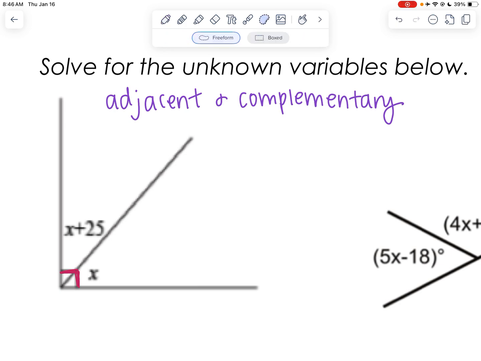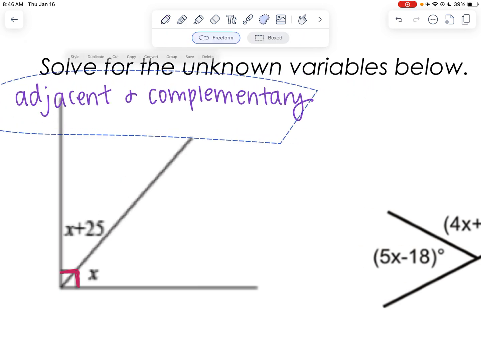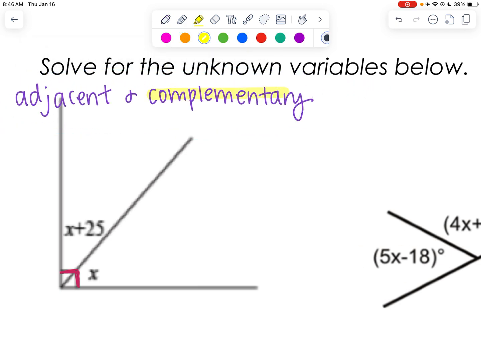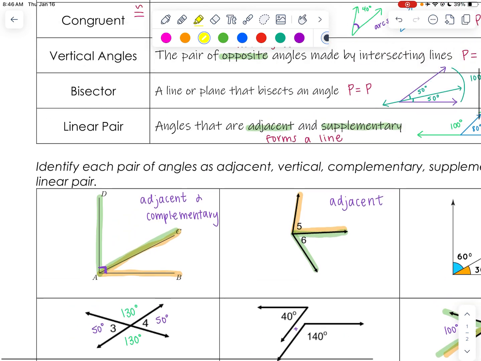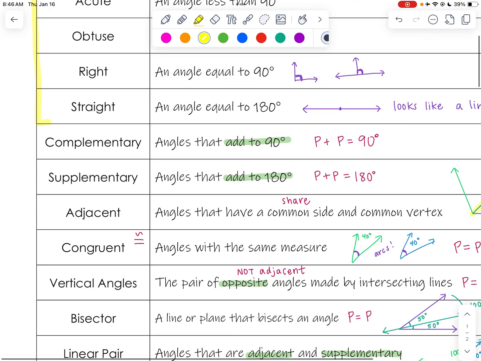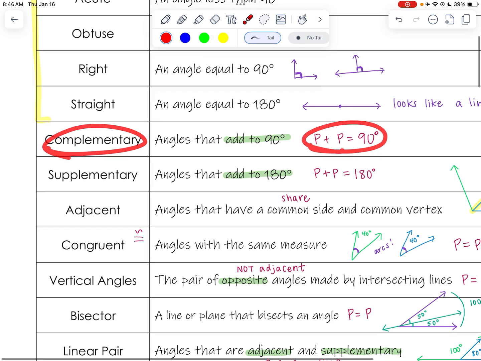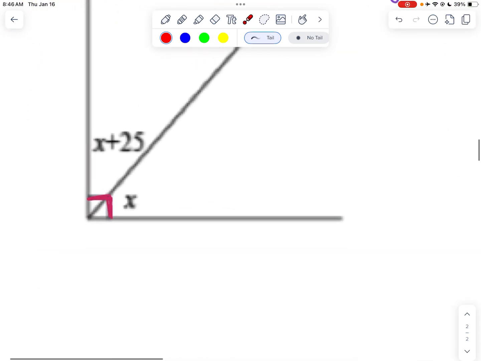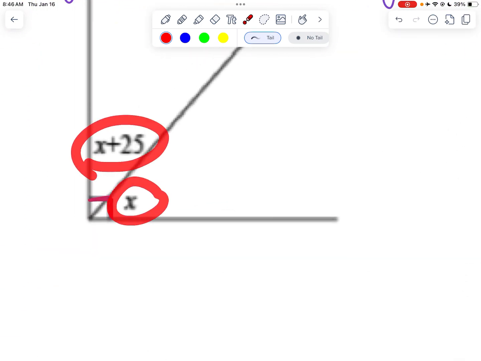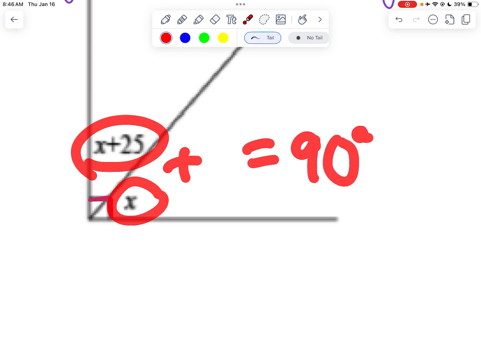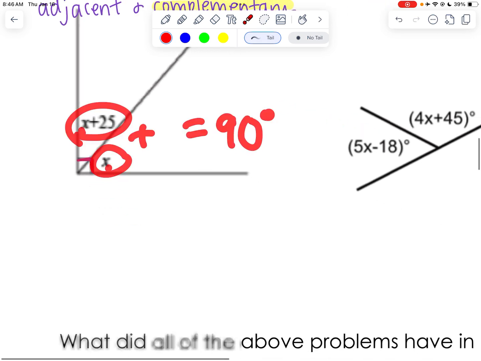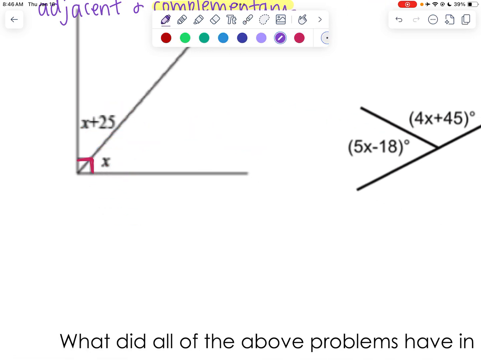Now, complementary is what I want to focus on because complementary tells me how to solve this. If I go back and look up here, complementary angles add up to 90, so part plus part equals 90. So all that I'm going to do is add these together and set it equal to 90. So x and x would make 2x if I combine like terms. So 2x plus 25 equals 90.